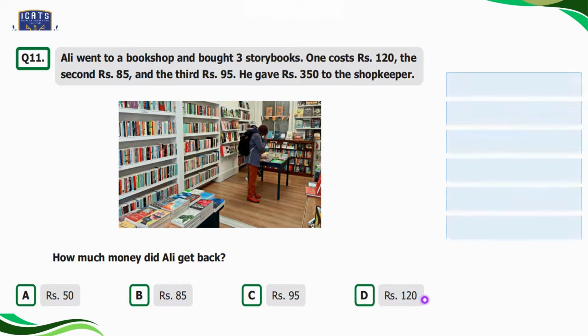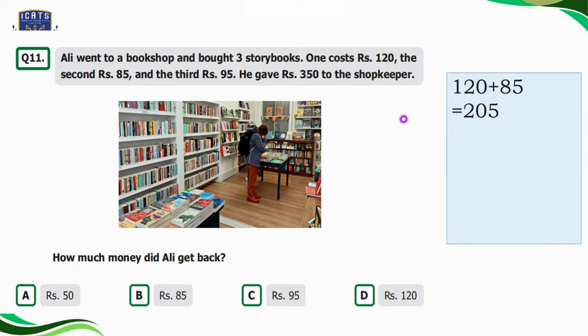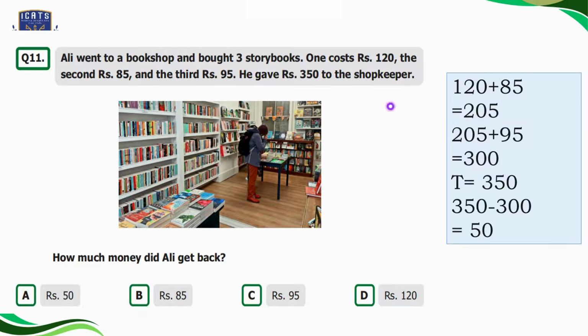So here, the cost of the first book is 120 rupees and the second is 85 rupees. If we add the values, the total is equal to 205. And if we add the cost of the third book, which is 95 rupees, into 205, the total is 300. As he gave 350 to the shopkeeper, the remaining amount will be calculated by subtracting 300 out of the total value, which is 350. So the remaining amount is 50 rupees. So we will select option A here.